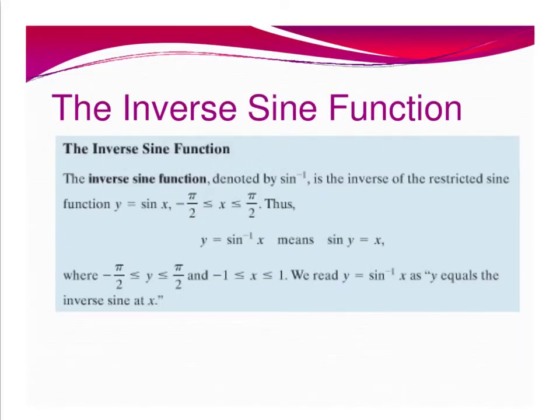So the inverse sine function, remember, is denoted by this symbol, and that does not mean flip over sine to get 1 over the sine of x, or cosecant. This is inverse notation. It is the inverse of the restricted sine function. We need to restrict it again from negative pi over 2 to pi over 2, and this is again y equals the inverse sine of x.